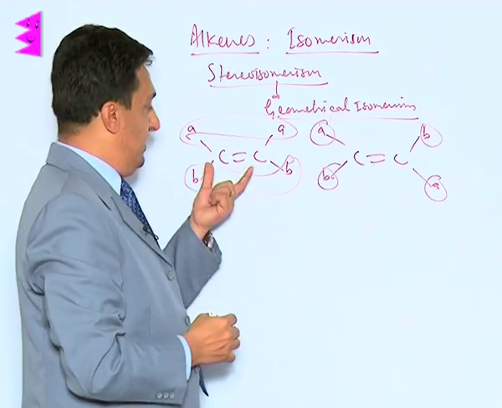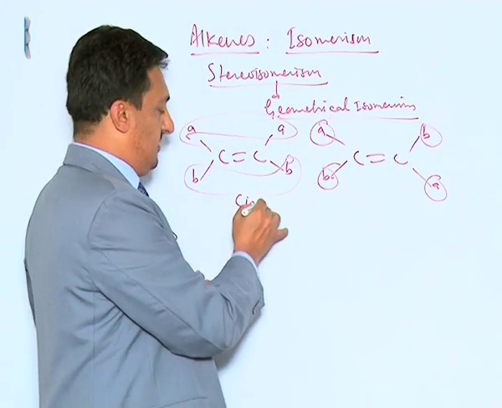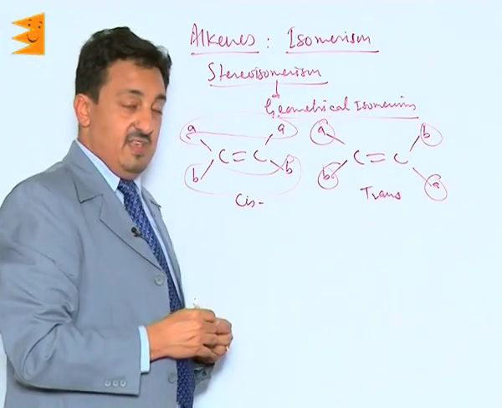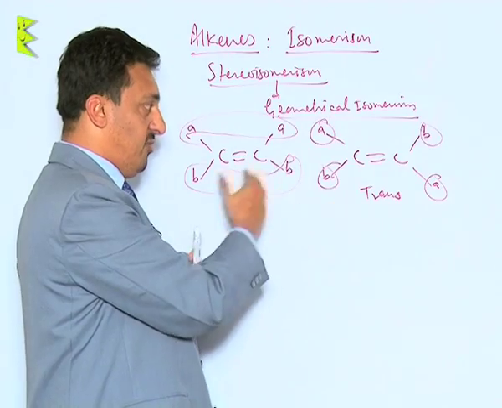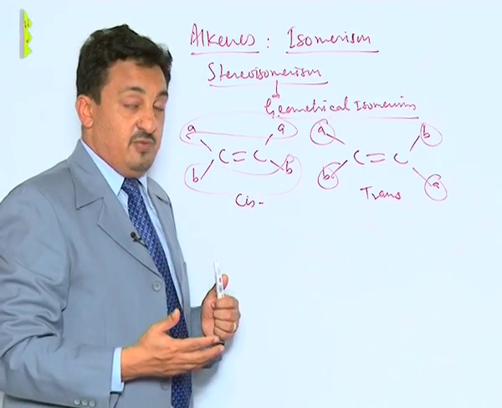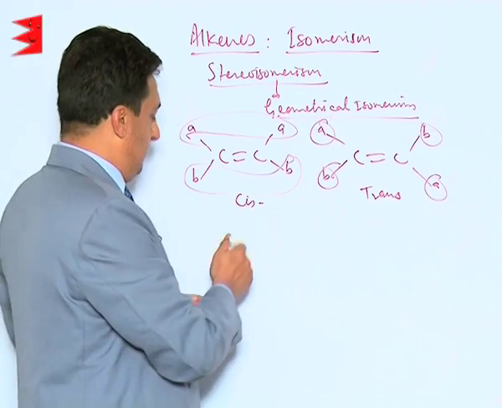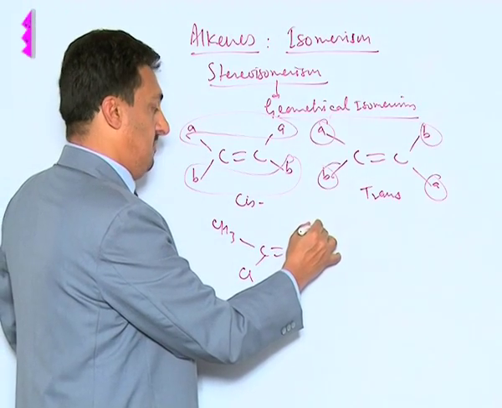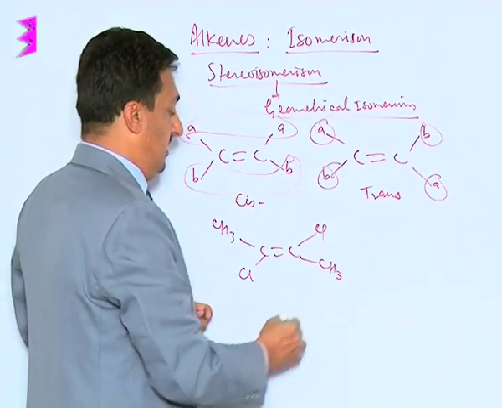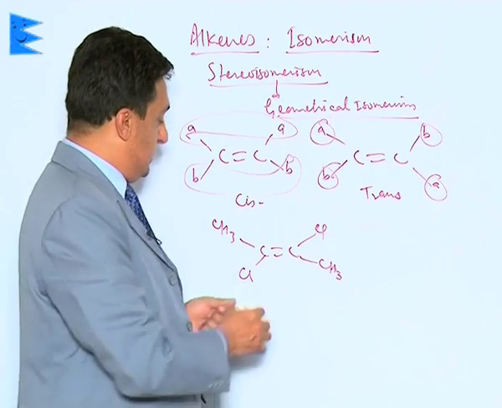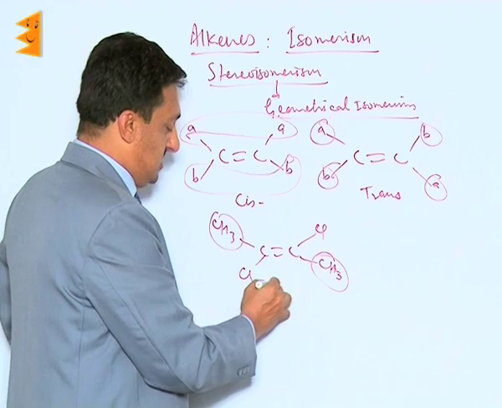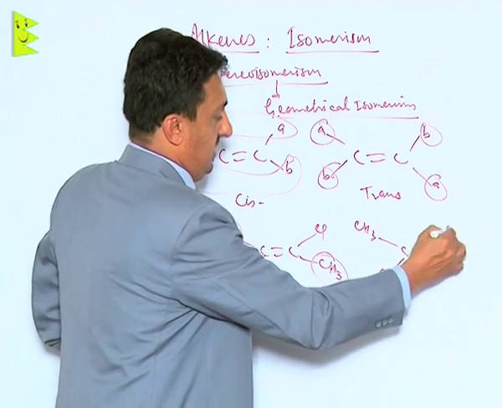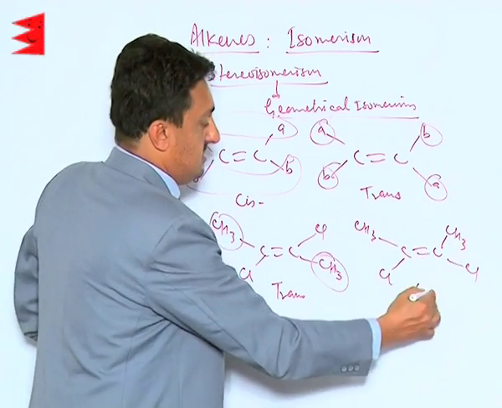Now when the same groups are on the same side, it's called the cis isomer, and when they are on the opposite side, it's called the trans isomer. Any alkene that shows this kind of isomerism differs in its physical as well as chemical properties. Let me give an example. Suppose we have CH3C(Cl)=C, it can be ClCH3. In this case the similar groups are on the opposite side, so it's a trans isomer, whereas if they are on the same side, it is called the cis isomer.